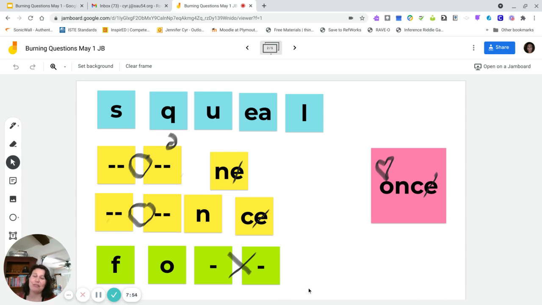Then I included fox because this is a word where phoneme-grapheme mapping wouldn't be super challenging. The sounds in fox are /f/, /o/, /k/, /s/, right? So 4 sounds, but only 3 letters, so that X does double duty and gets to cover 2 boxes. I love phoneme-grapheme mapping as an activity. I just think you want to choose your words wisely.